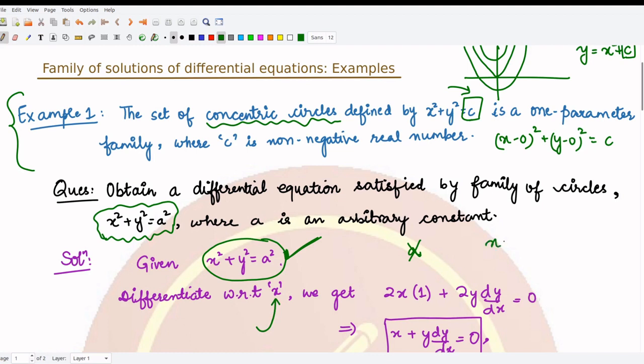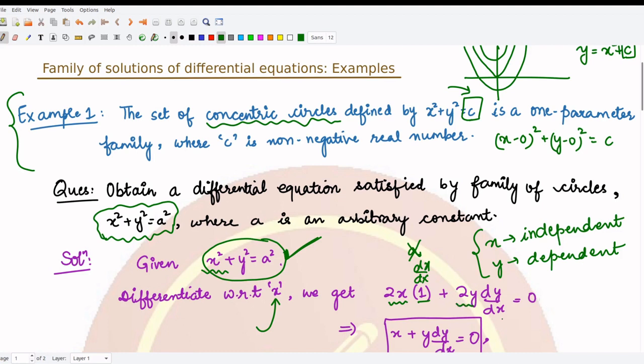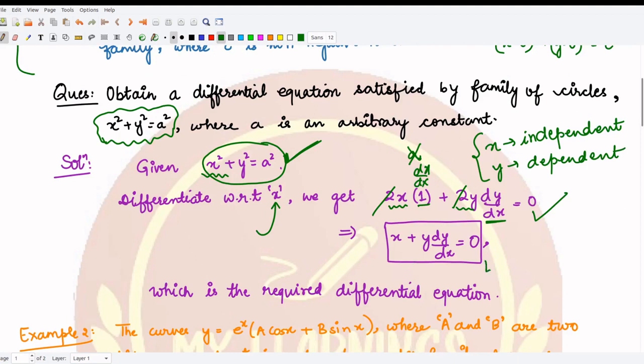Usually x is the independent variable with which we differentiate, and y is the corresponding dependent variable. Until and unless mentioned otherwise, we use this kind of terminology. So here we differentiate with respect to x, the independent variable. The derivative of x square with respect to x is 2x, and the derivative of y square is 2y into dy by dx, and the derivative of a constant is 0. So from here, the 2 and 2 get cancelled, and you have this as your differential equation.